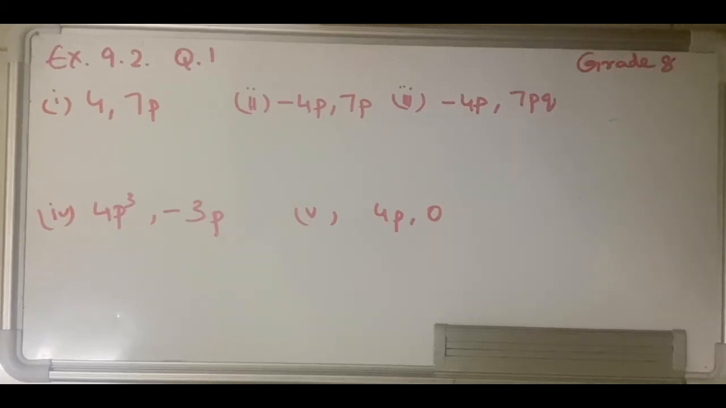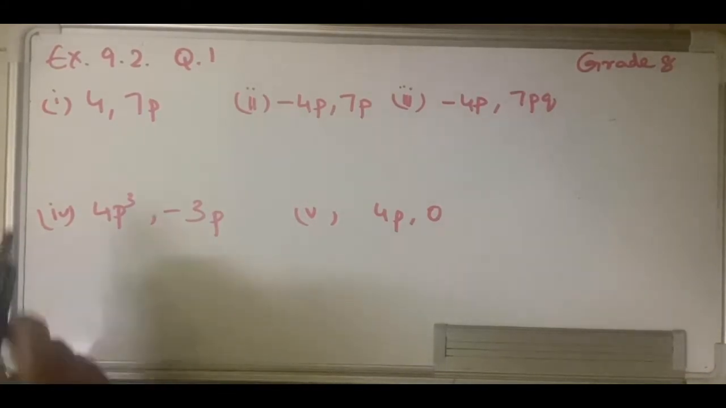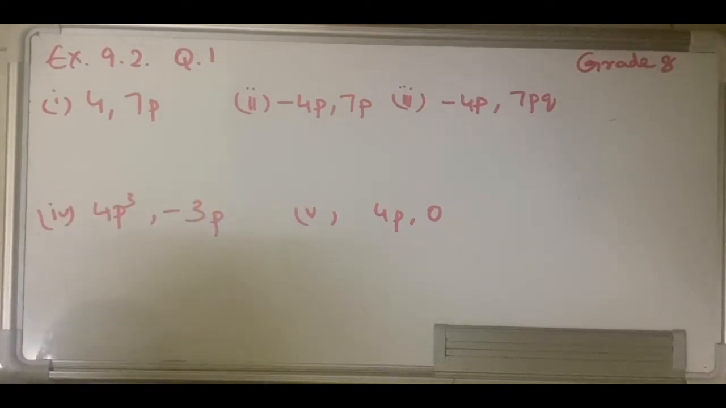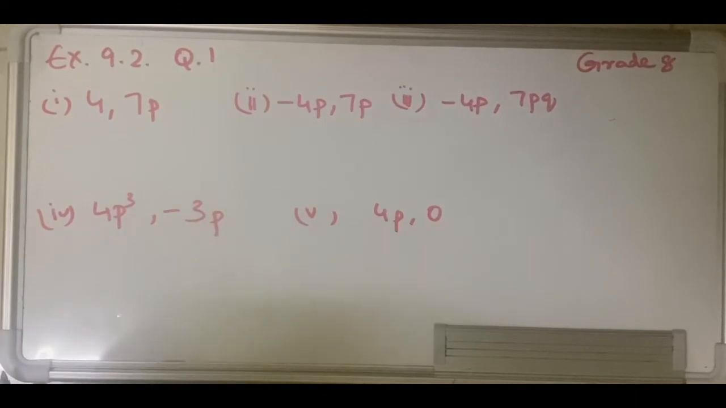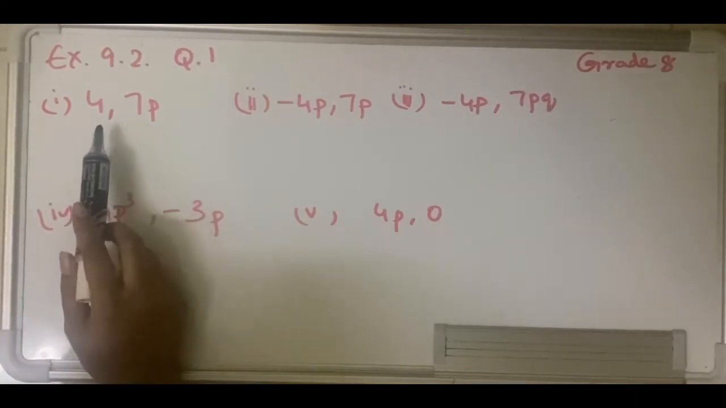Hello friends, so in this video we will be doing the first exercise on multiplication, which is exercise 9.2 coming under algebraic expression. So this is our first question and it's about simple multiplication, finding the product of each of the monomials. So our first question here is 4 and 7p.